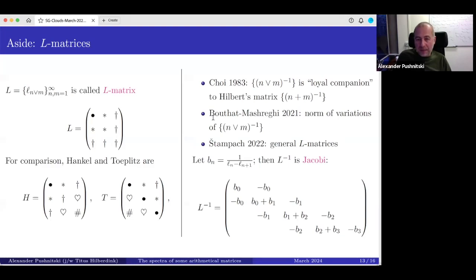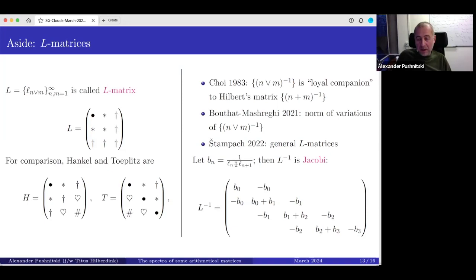Then Bhatt and Mashreghi looked at norms of this matrix and some variations of it. And then František Štampach, who is here, considered general L matrices, so matrices of this form.